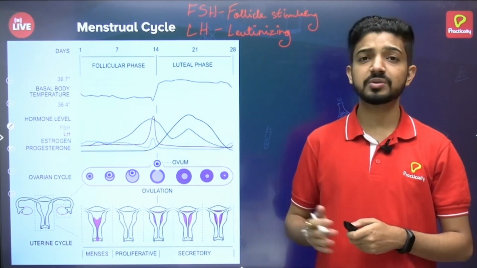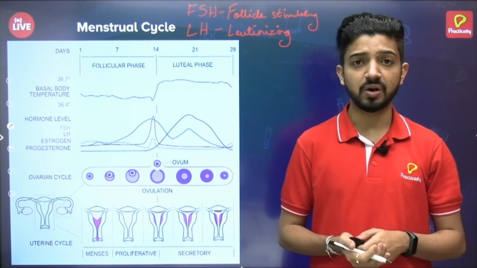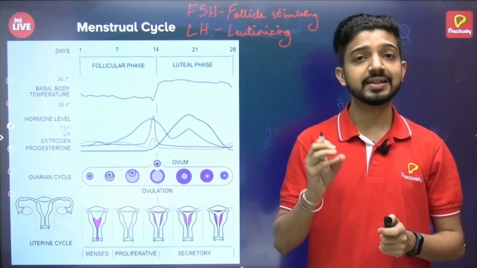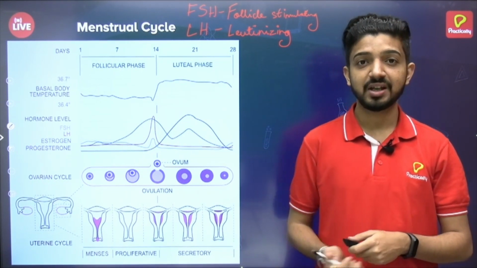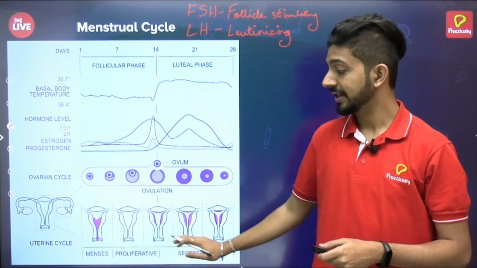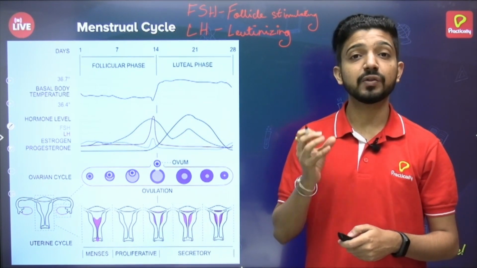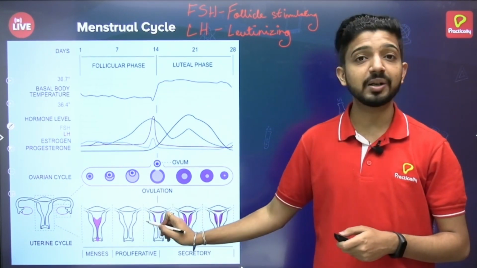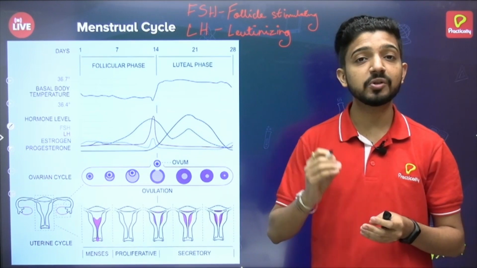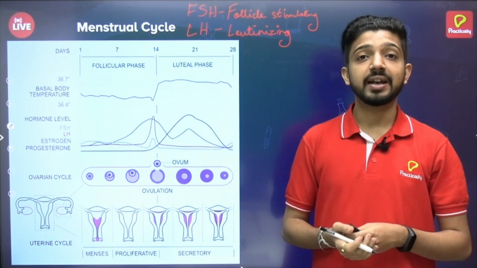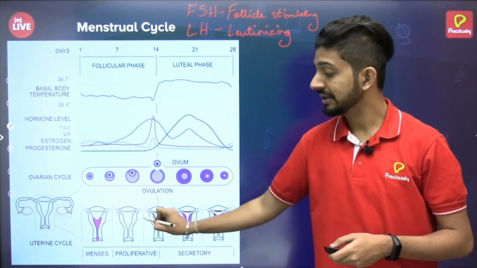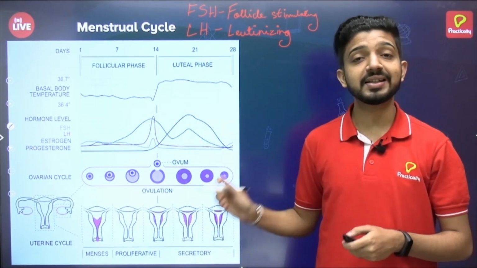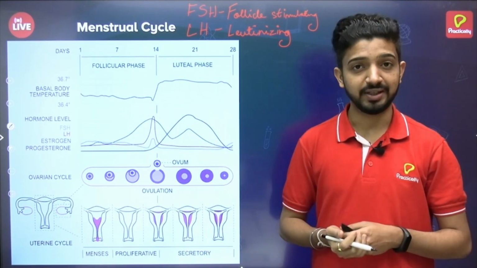Although this diagram looks complicated, it's actually not. It's just a summary of various things happening during the menstrual cycle. So let's analyze it one by one. What you can see here in the bottom is the diagram of the womb showing the endometrium layer. Endometrium layer is the innermost layer of the uterus where the implantation of embryo happens. And this diagram is going to show the variation in thickness of the walls of the uterus.